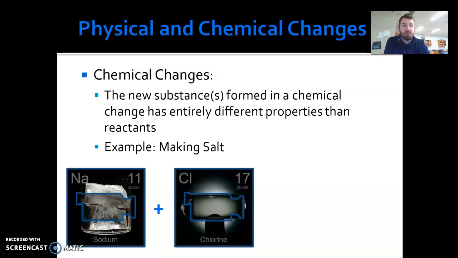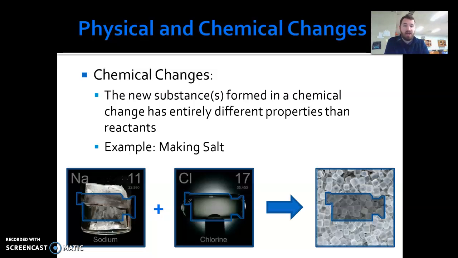We're combining that with chlorine, which is a dangerous gas that has been used throughout history to possibly poison people. Very, very dangerous chemical to mess with, chlorine gas. But we combine these two, and we end up with table salt, right? Something that you have on almost all of your meals. It's not magic. This is science, right?